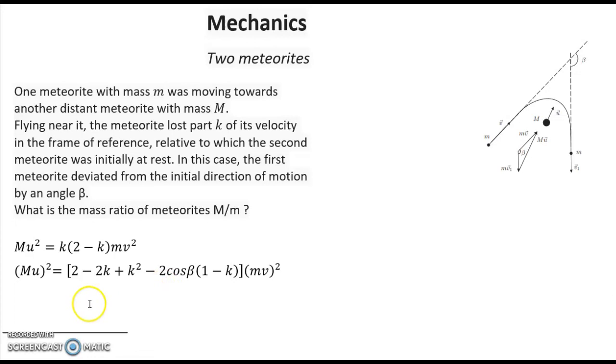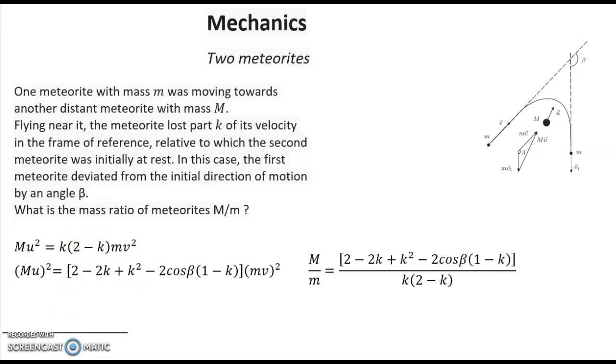The last step is just to divide the second relation by the first relation. Finally, we will get the mass ratio. This is the answer to the question. Big M over small m equals this expression.